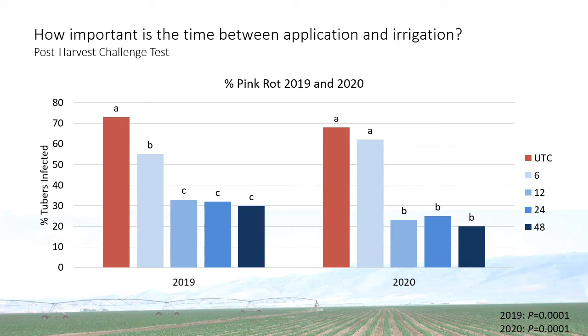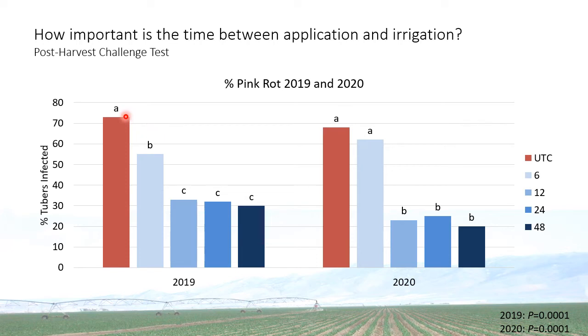We didn't get much disease in the field, so we took the potatoes into the lab, and this was done in conjunction with Dr. Nora Olsen and her crew at the Kimberly Potato Storage Research Center, and we challenged these with the pink rot pathogen. And you can do this when you're working with something like mefenoxam or phosphorous acids, because the active ingredient is translocated in the tubers.